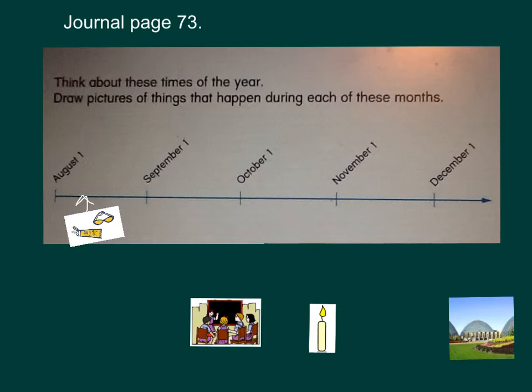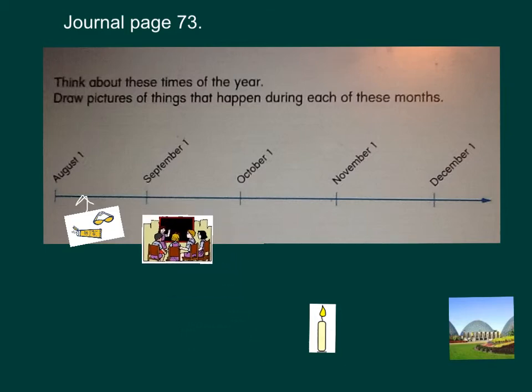So now we take a look at the next month, which is September. Think about what we were doing in September. Which one of these pictures would we put in the month of September, which goes from here to here? That's right. In September, we started school. And we started school kind of at the beginning of the month, so I'm going to put my picture right here, and then I'm going to draw an arrow to that part of the timeline.